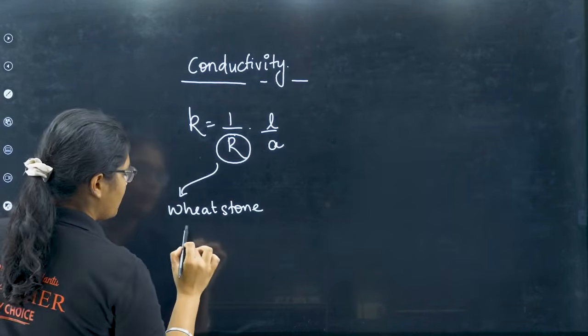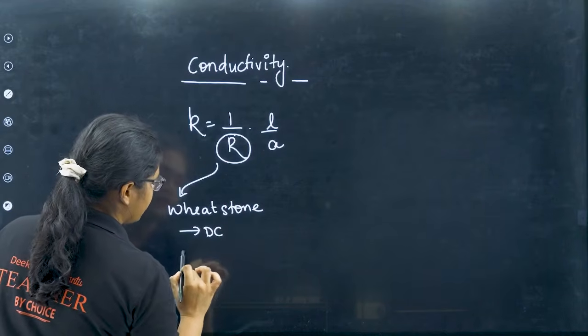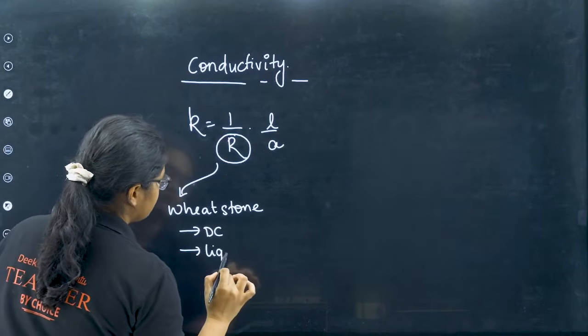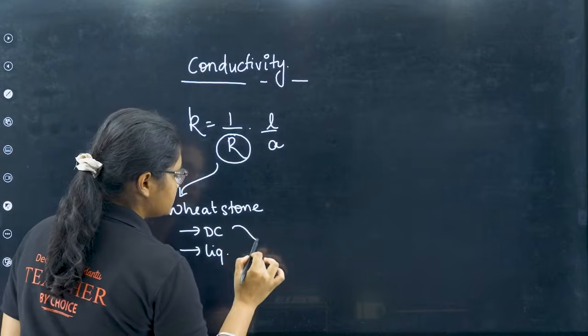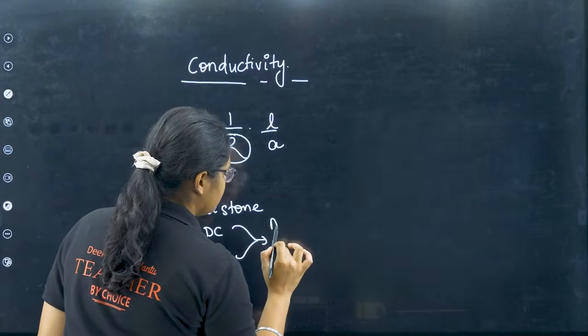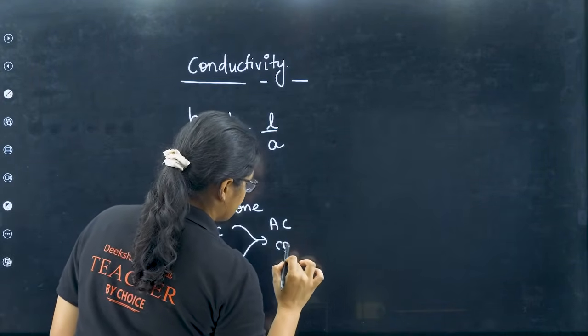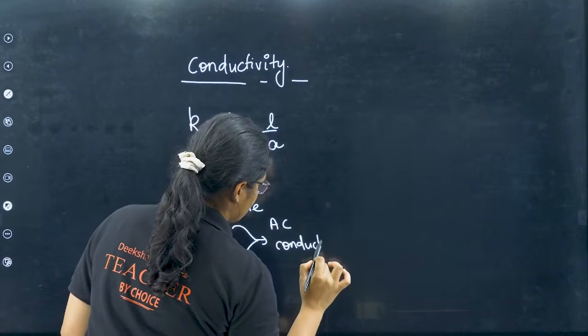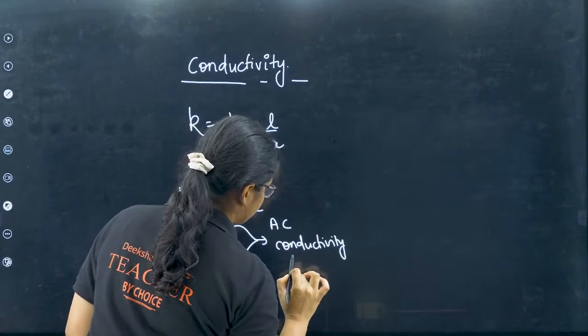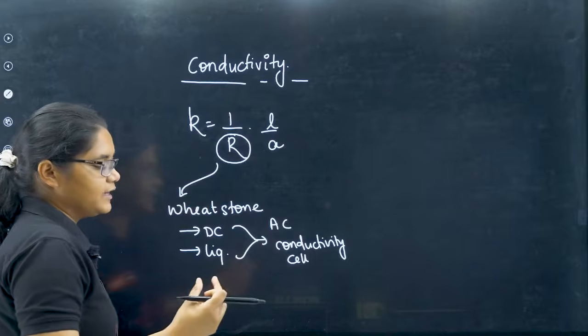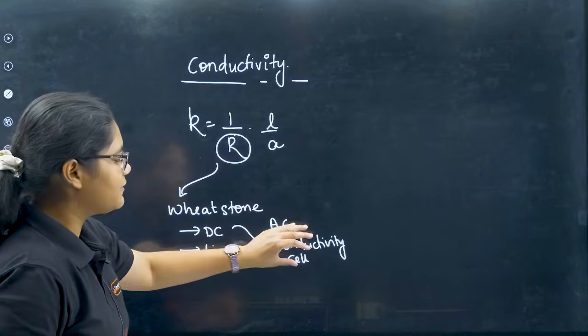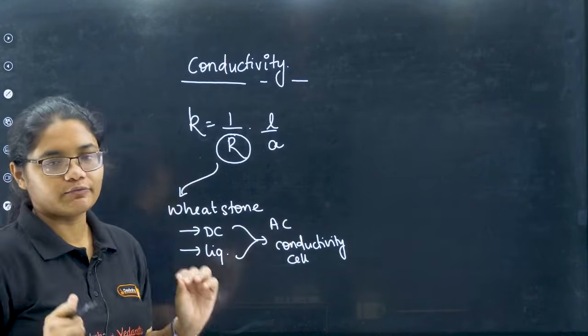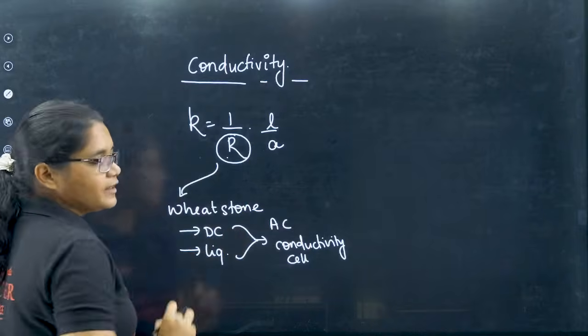There are two problems here. First, we have direct current, and second, it is a liquid. So what is the solution? We can use AC current and we will use a conductivity cell, a special type of container with platinum electrodes. We will fix that in the Wheatstone bridge, and then we will calculate the R value.